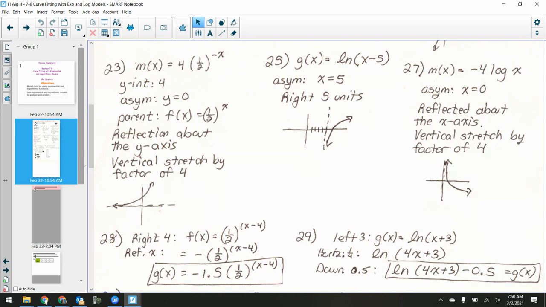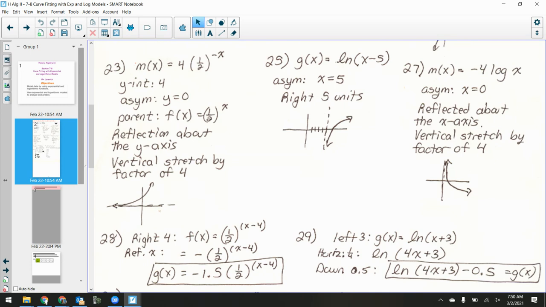If you shift it left or right, it's going to move that asymptote. So here, shifting right 5 moves the asymptote right 5. Make sure, if I ask you for an asymptote, I need the equation. Don't just say 5. I need x equals 5.